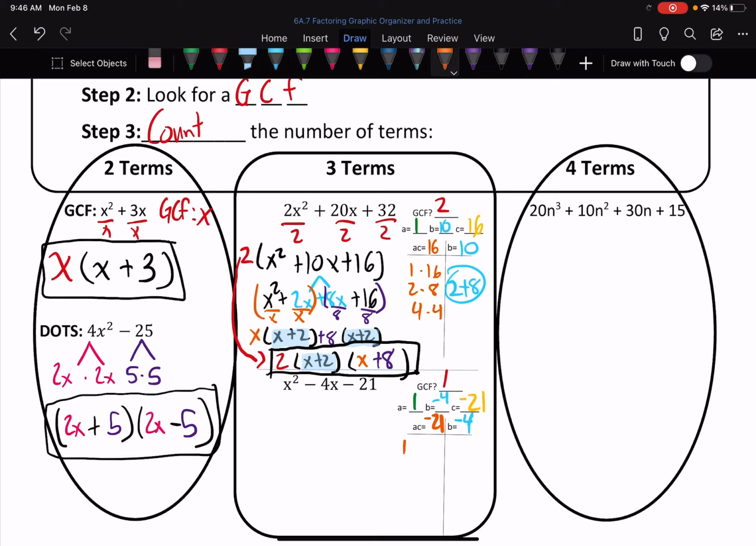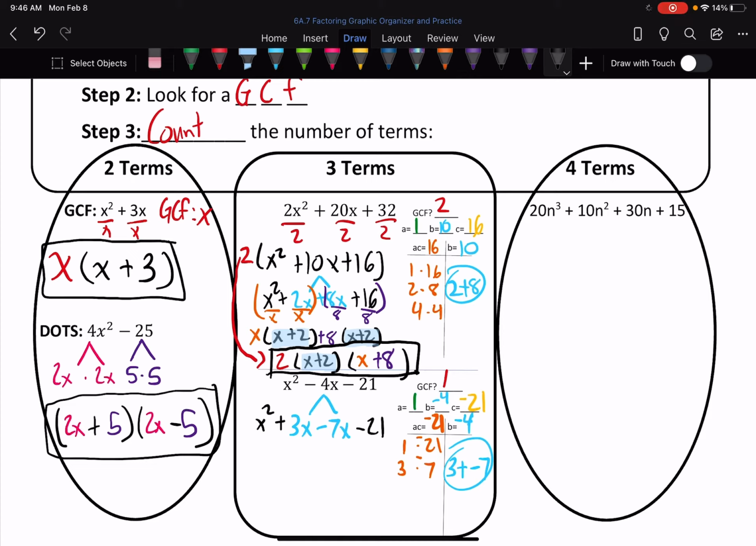So I know the factors of 21 are 1 and 21, and 3 times 7. We're going to make those larger factors negative. 1 plus negative 21 would give me a negative 20. That's not negative 4. But 3 plus negative 7 is negative 4, which means I can break up my middle term, this negative 4x, into the equivalent form of 3x minus 7x. And I'm left with x squared and negative 21 on the outsides.